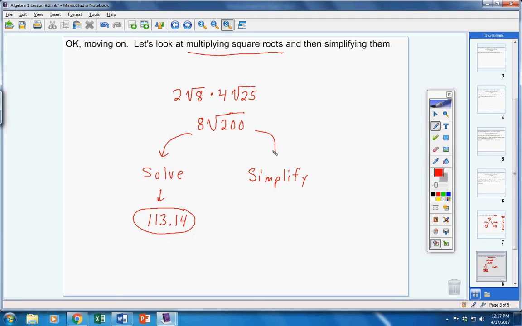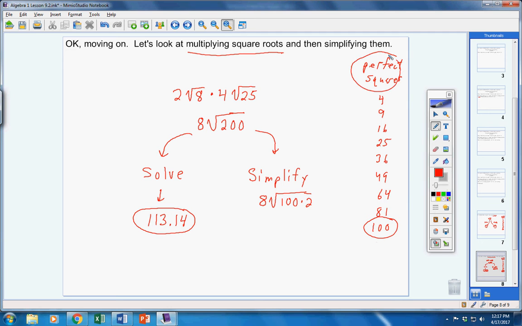Now, if we're going to simplify it, we need our list of perfect squares. Alright, so there it is. Now, 4 goes into 200. 25 goes into 200. But 100 does too. Remember, always try to get the largest number out of this list. It will save you time, okay? So I'm going to put 8 square root of 100 times 2, because 100 is one of my perfect squares, and it goes into 200 evenly. So 100 times 2 is 200.